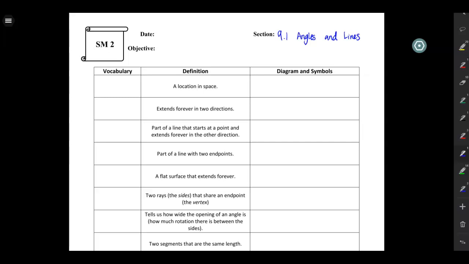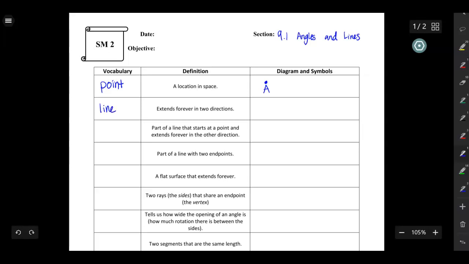So the first vocabulary word is a point. And a point is just a location in space. It could be any point. We usually use just a little dot to represent a point, and we'll often label those points with capital letters, like A.